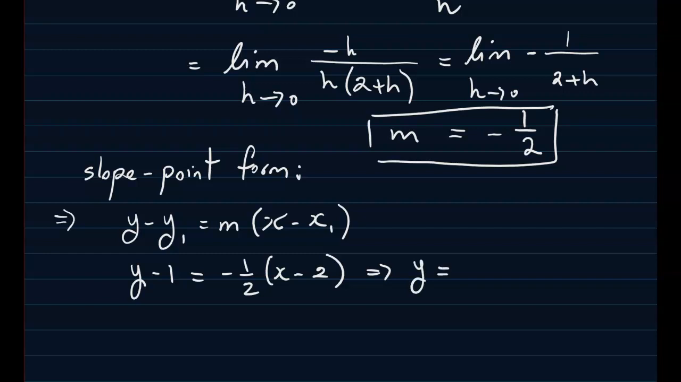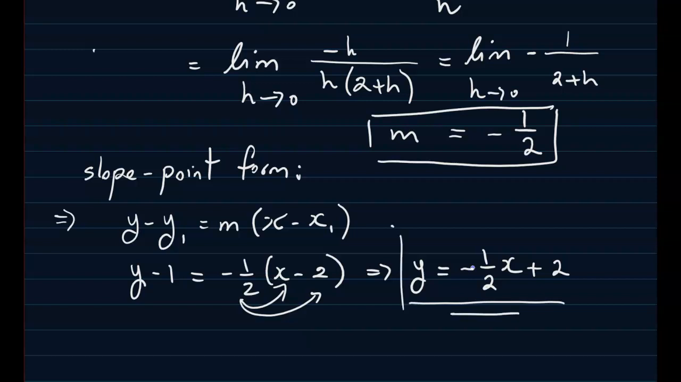And then of course you can rewrite it if you wish, and this simplifies to y equals negative 1 over 2 x plus 2. I've done everything at the same time. Remember, the negative 1/2 is multiplied through, and then you add 1 to both sides. And this is the equation of the tangent line to the hyperbola 2 over x at the point of tangency (2, 1). Okay.